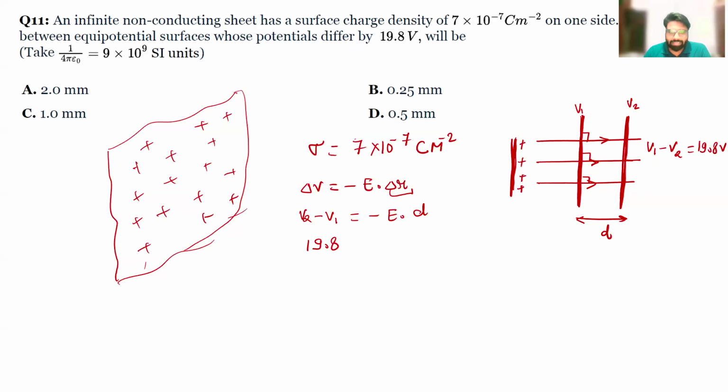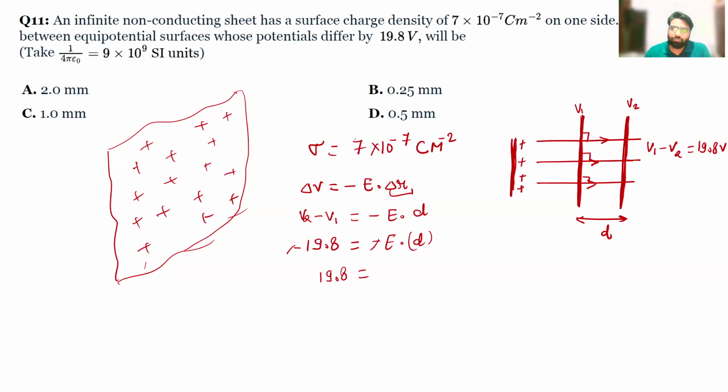Okay, so we are here with a potential difference of 19.8, which equals minus E into d, and d is the actual target that we are having. This will become minus 19.8, because this is V1 minus V2, which is actually given to us, and this is V2 minus V. So this minus and this minus cancel out. 19.8.